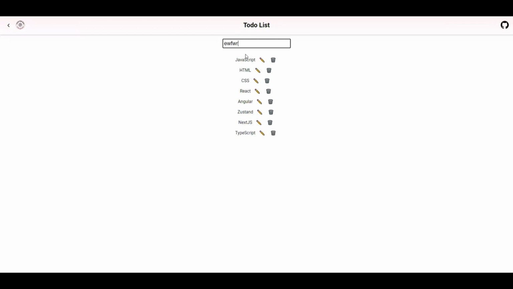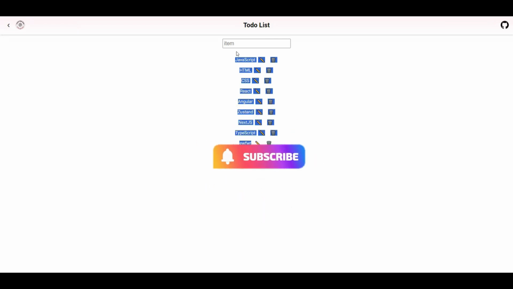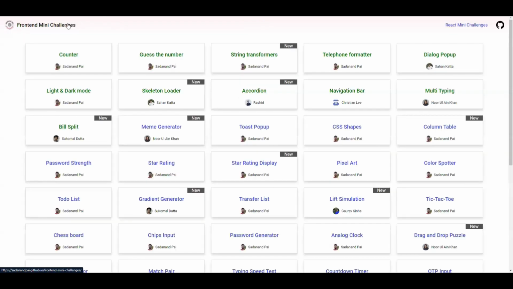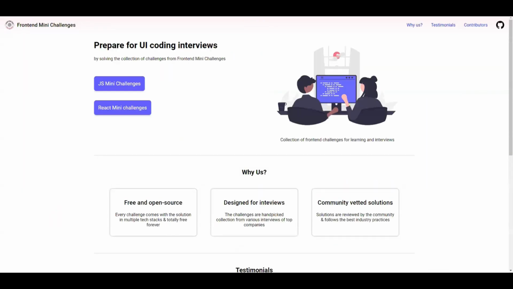Suppose if I add over here and I press enter. I only got to know about it a few days ago, so I'm trying to create a small video on this as well. How to do this and what are the things the interviewer will look at while you are writing this kind of code. So let me share both the links with you. You can see here JS Mini and React Mini.